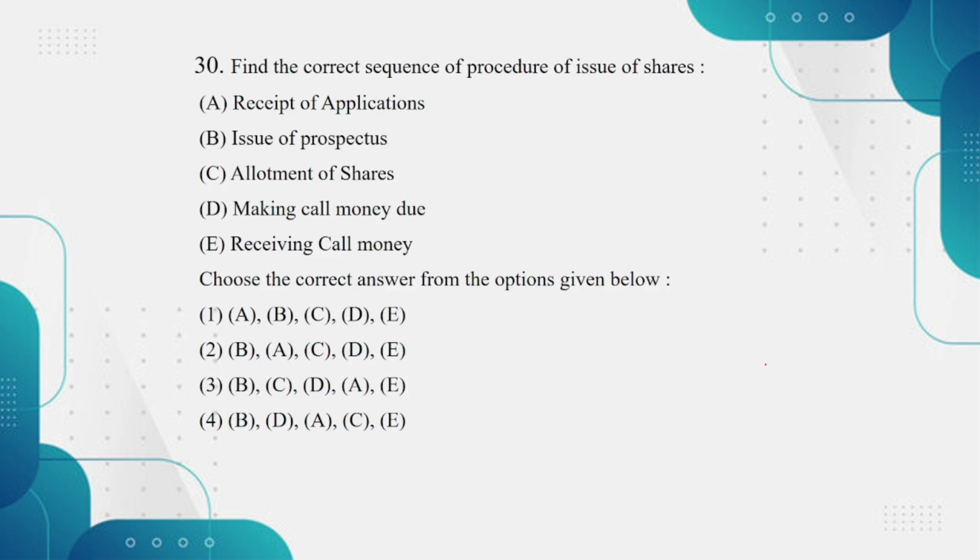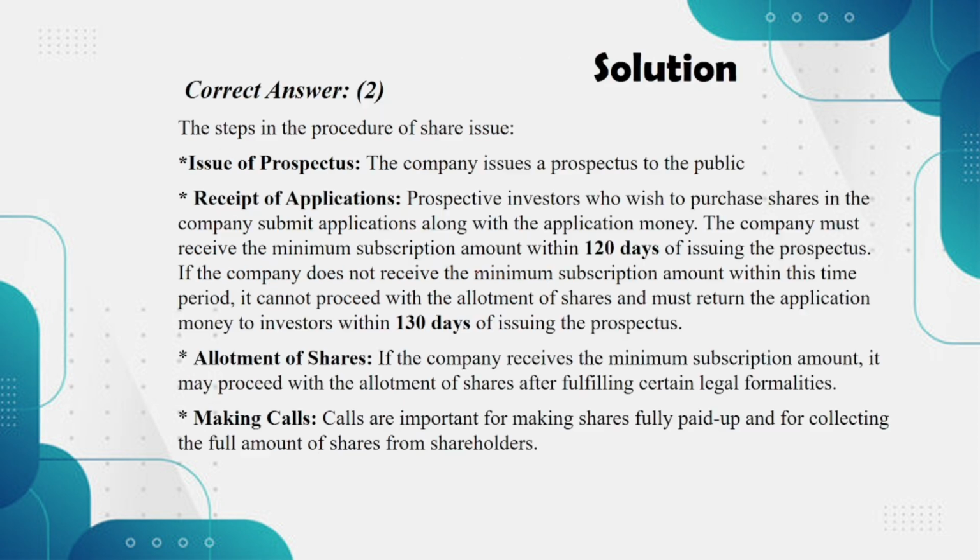Find the correct sequence of procedure of issue of shares. Please remember: issue of prospectus, receipt of application, allotment of shares, then making call money due, receiving call money. So that is the answer. Second option is the answer.